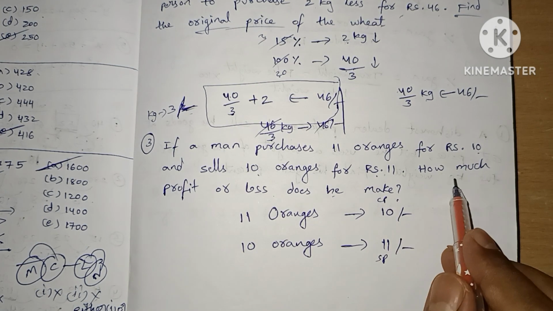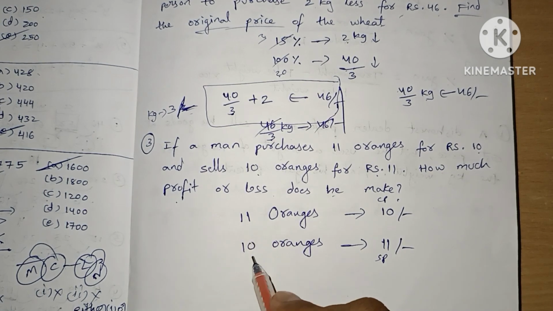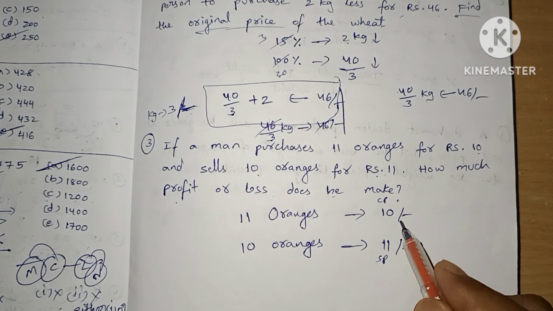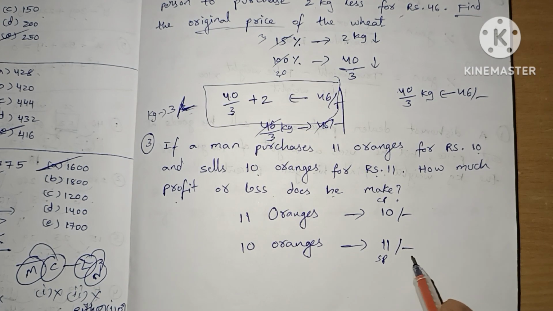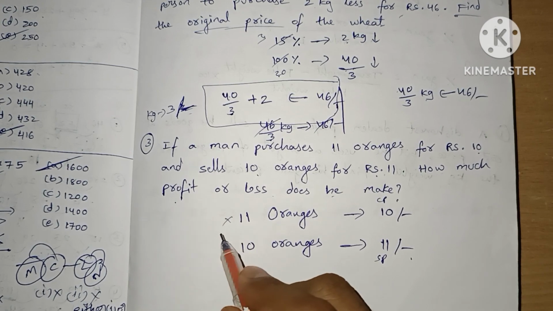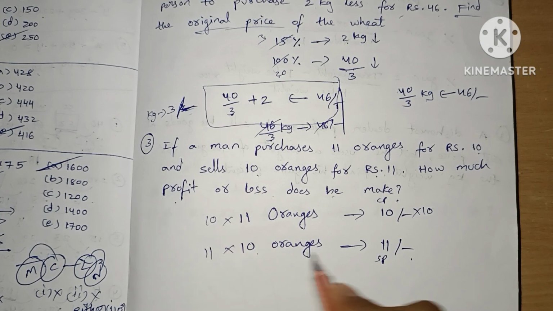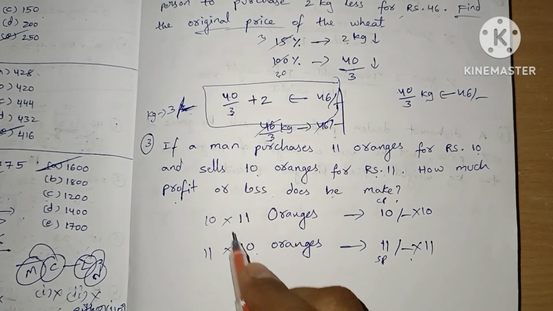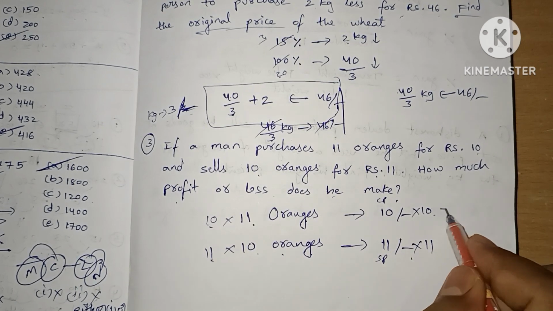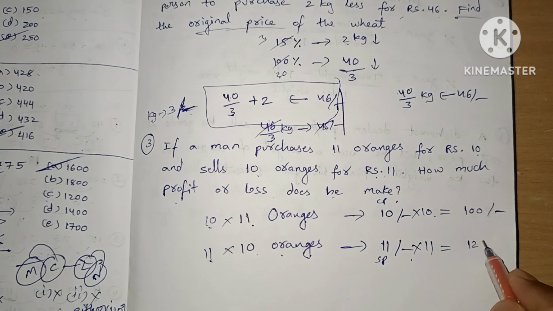Now the question asked is about profit or loss, but here the quantity is not the same and we cannot find the correct value of cost price and selling price. So we need to make the quantities equal by multiplying this with 10 and this with 11. Now we have 110 oranges and 110 oranges. Here the cost price becomes 100 rupees, and here the selling price becomes 121 rupees.